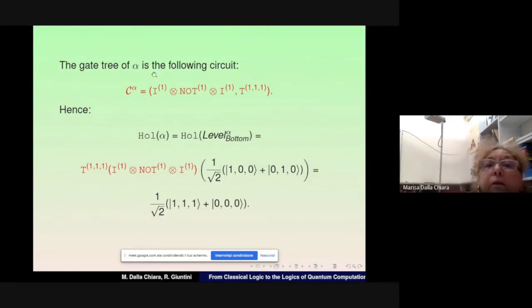So the gate tree of this formula, we already know the gate tree of this formula. It is a sequence of two gates, identity times not times identity and the Toffoli gate. So if we want to calculate the result, we shall apply our circuit, our gate tree, to our input, and this was our input. And as a result, we obtain the following entangled state, a genuine superposition of the register cat 111 and cat 000.